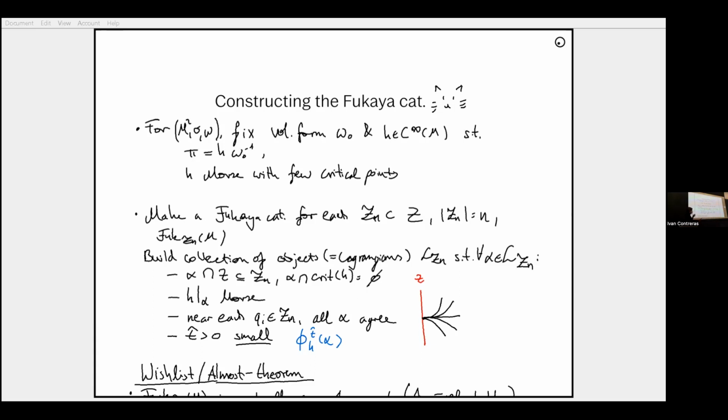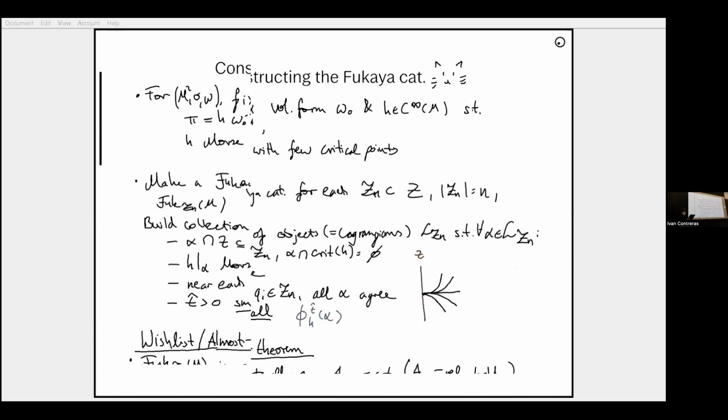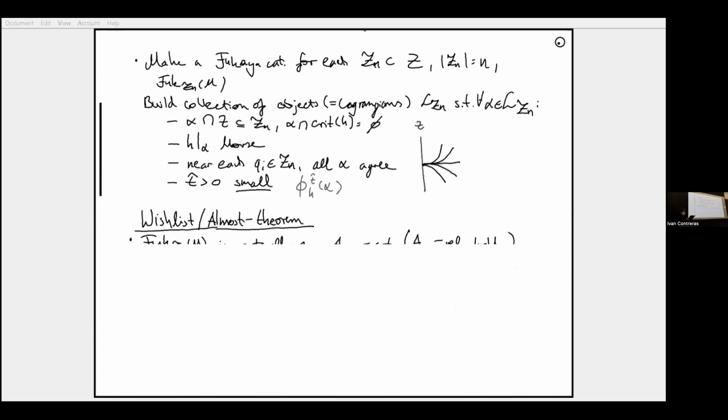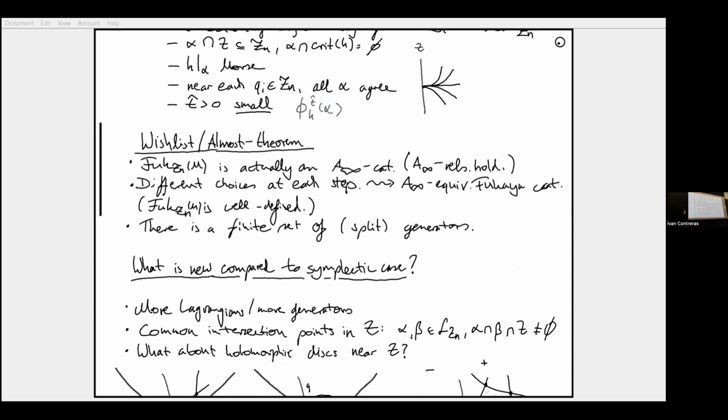And we want to essentially make a cut of t such that this perturbation really only moves the Lagrangian a little bit in a well-defined way. And so here's a wish list of things that this construction should satisfy. I've written "almost theorem" because I almost proved them, and I'm very confident that they work, but I can't claim to have a complete proof.